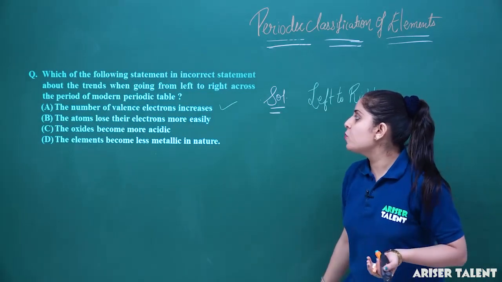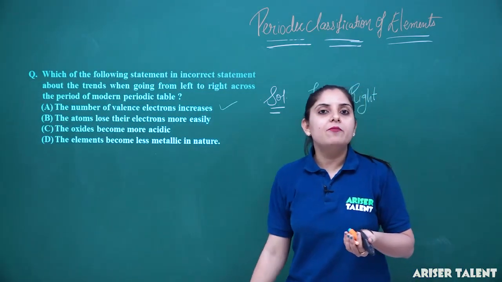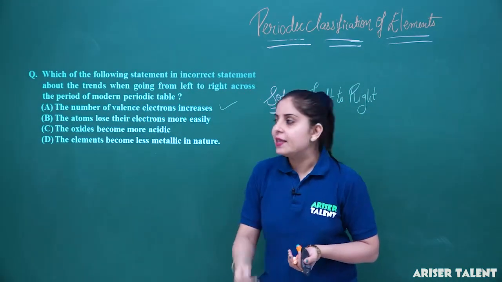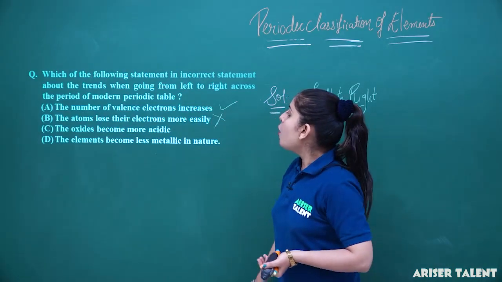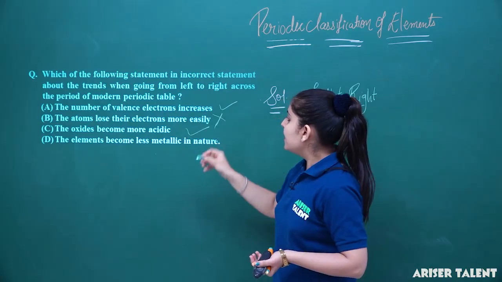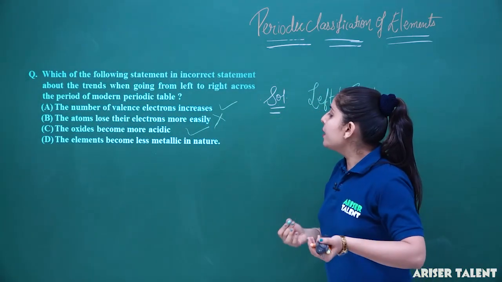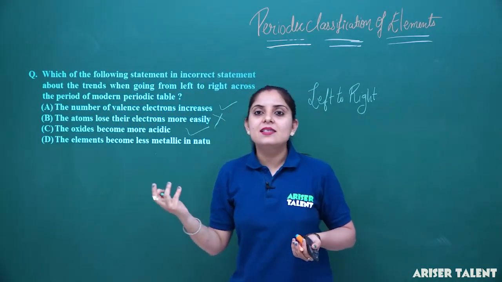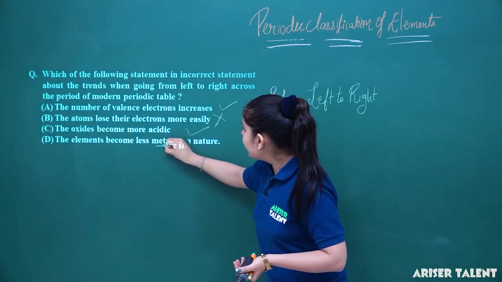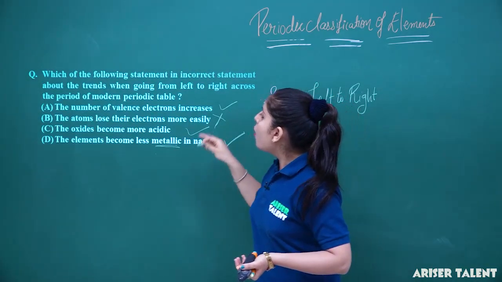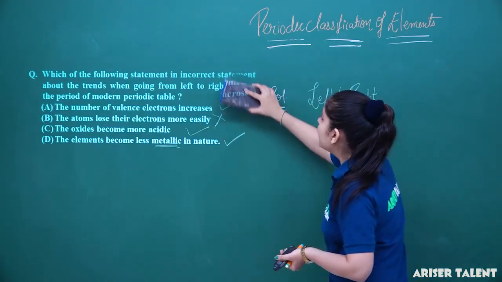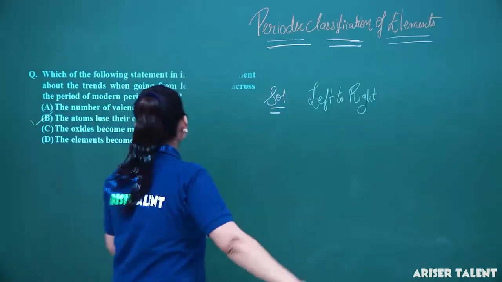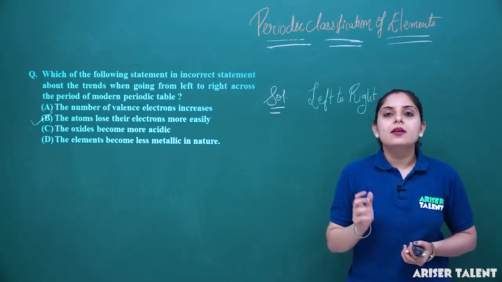Atoms lose their electrons more easily. This statement is not true. Atoms are not going to lose their electrons more easily, because in going from left to right, the atomic size usually decreases. So this is a wrong statement. Oxides become more acidic. Acidic character increases in moving from left to right. Elements become less metallic. This is again a true statement, because in going from left to right, non-metallic character increases, it means metallic character decreases. So among all these options, the correct option is option number B, which is incorrect. Atoms are not going to lose their electrons more easily from left to right.